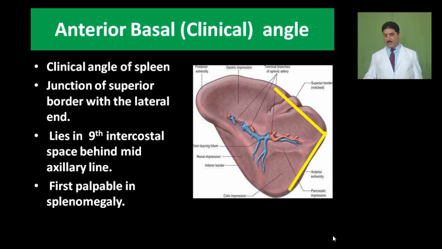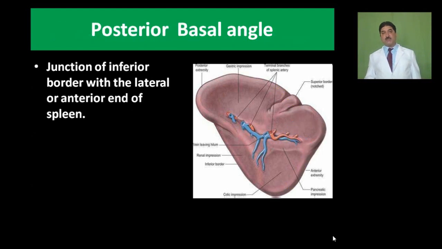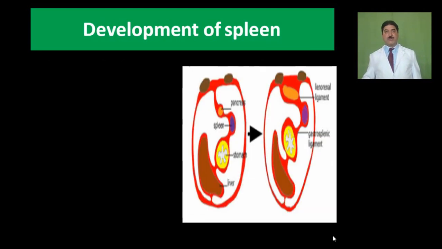As shown in this diagram, this angle lies between the superior border and anterior border of the spleen, and this angle becomes first palpable in case of splenomegaly. That is why it is called the clinical angle of the spleen. Posterior basal angle of the spleen lies at the junction of the inferior border with the lateral or anterior end of the spleen. Now, where does the spleen develop from?